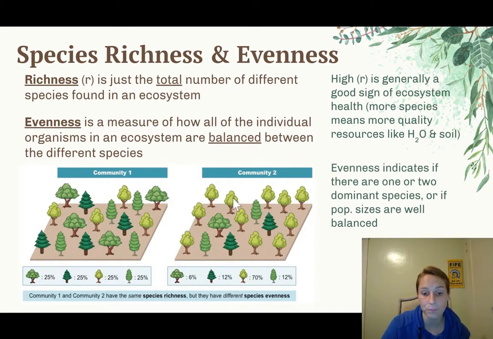Community 2, though, has different species evenness, because if you look, this kind of yellower tree is going to have a much higher number than some of the other species here. So you have the same number of species richness, but you're going to have different species evenness in these two communities.